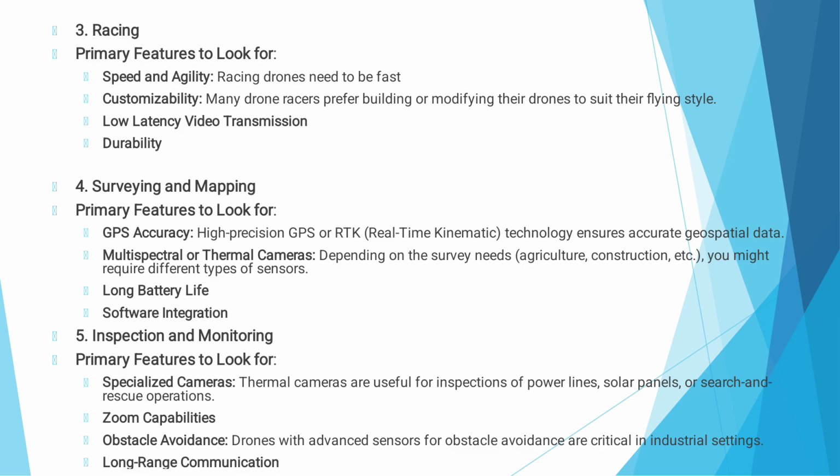The primary features are specialized cameras, that is thermal cameras, which are useful for inspection of power lines, solar panels or search and rescue operations. Then zoom capabilities and obstacle avoidance. Drones with advanced sensors for obstacle avoidance are critical in industrial settings. Then long range communication.